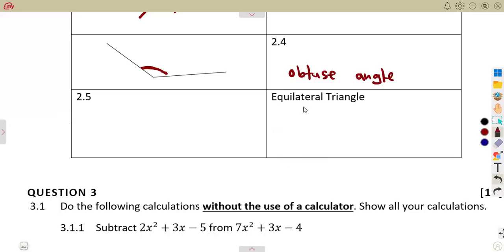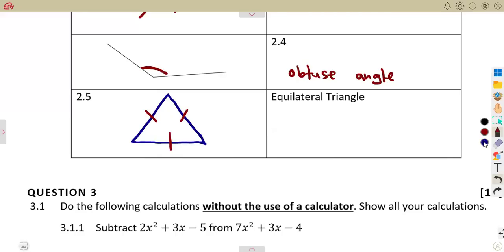2.5, they are giving us an equilateral triangle. So what is it that they want? They want us to give a structure of an equilateral triangle. You see now, I was talking about these triangles before. So an equilateral triangle, we understand that it has all the sides equal. Like this side is equal to this side, is equal to this side. That's how you can indicate it.